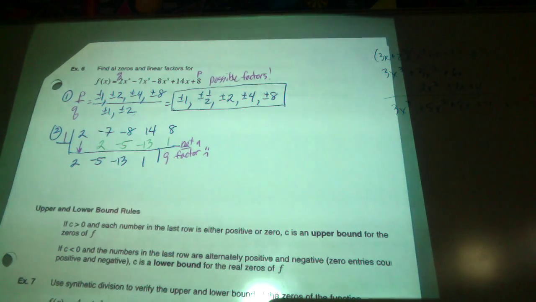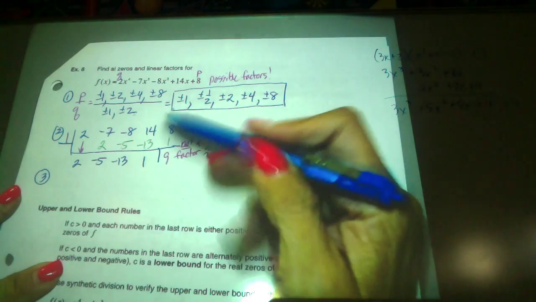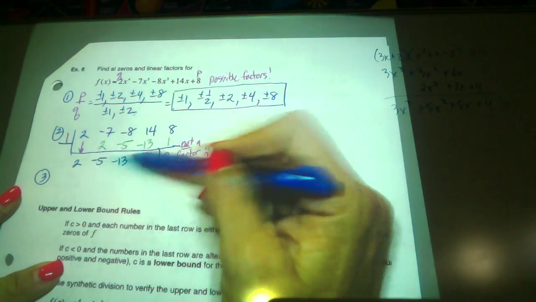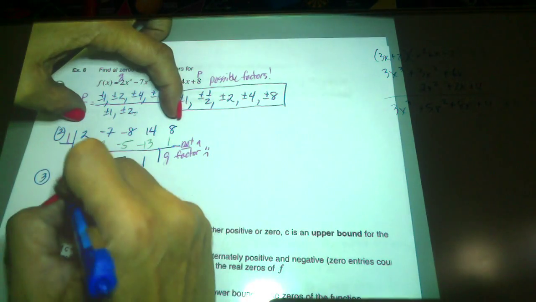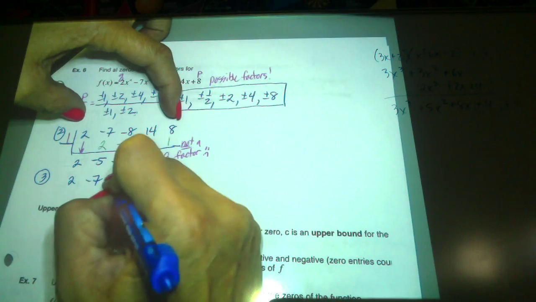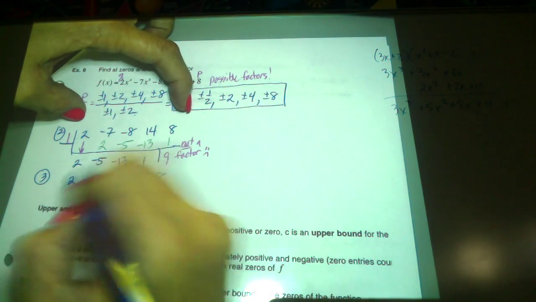Well, let's try negative 1, because that's another easy one to throw in there. So step 3, since this was not a 0, I cannot use this part right here. I have to start back up again with the original. So I've done 2, negative 7, negative 8, 14, and 8.